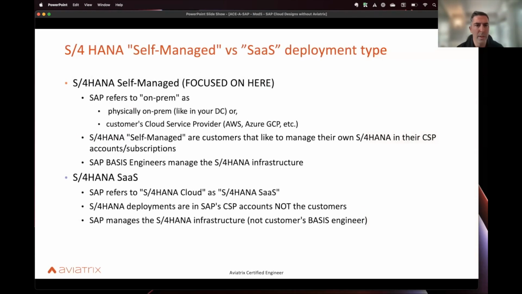Just to recap, the focus of this module and the next module are all going to be self-managed. We are going to go into SaaS deployment types and reference architectures when you have various SaaS services. I think that's module 6, but for this module, both with and without Aviatrix, it's all about self-managed.